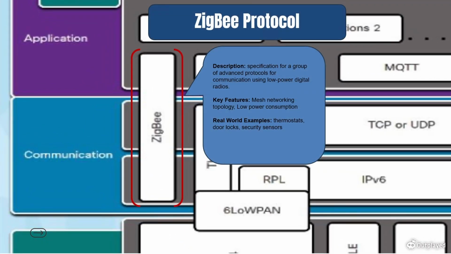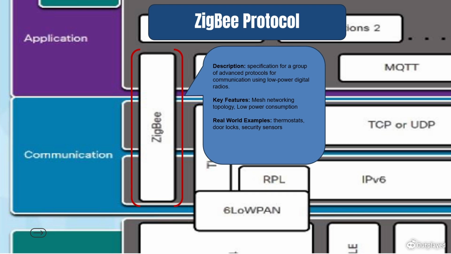So starting with ZigBee, it is a specification for a group of advanced protocols for communication using low-power digital radios. It's designed for low data rate, low power consumption, and secure networking. In this diagram, ZigBee is situated in the communication layer, emphasizing its role in connecting various devices such as sensors and actuators within a network. It highlights ZigBee's capability to facilitate communication between devices in a mesh network topology.